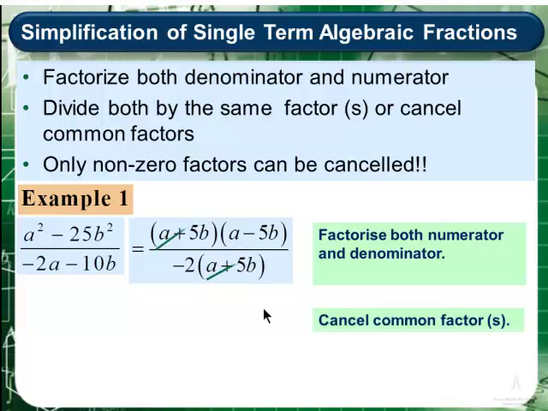Next, we cancel the common factors. If that is the case, that a and b do not assume values where a plus 5b is equal to 0, we may do that. And we have the simplified form of our original algebraic expression.